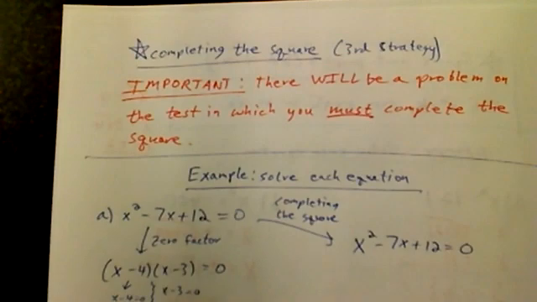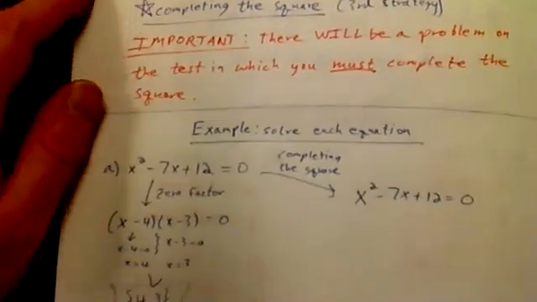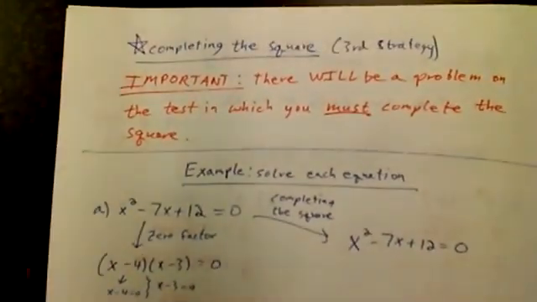Other than that, I don't care. You can do these problems any way you want, whatever's easiest, but there will be one in which you must complete the square. Now, the idea behind completing the square is we're getting it into the form for what we did in the second strategy, where we can just take square roots. That's the whole thing. We're going to make it a perfect square so we can just take square roots of both sides. That's the whole idea.